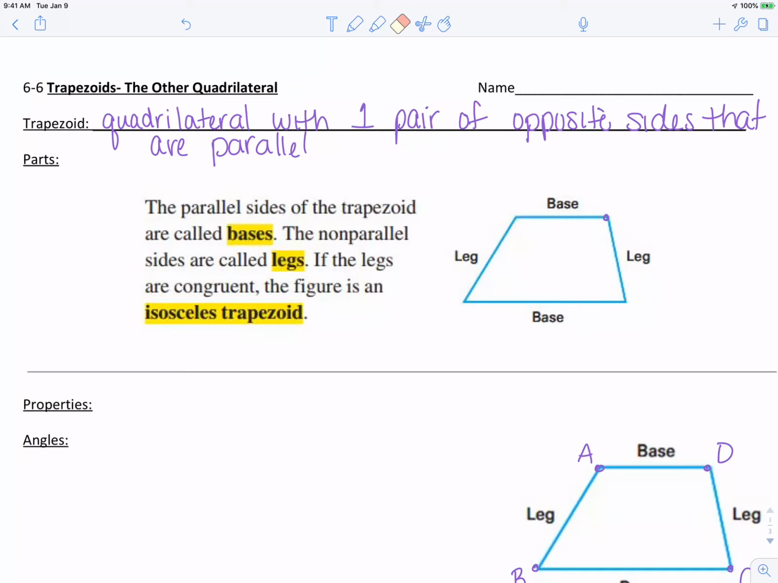Okay, now we're going to talk about trapezoids. Trapezoids are quadrilaterals with one pair of opposite sides that are parallel. I'm going to go ahead and name this trapezoid so we can talk about its parts.